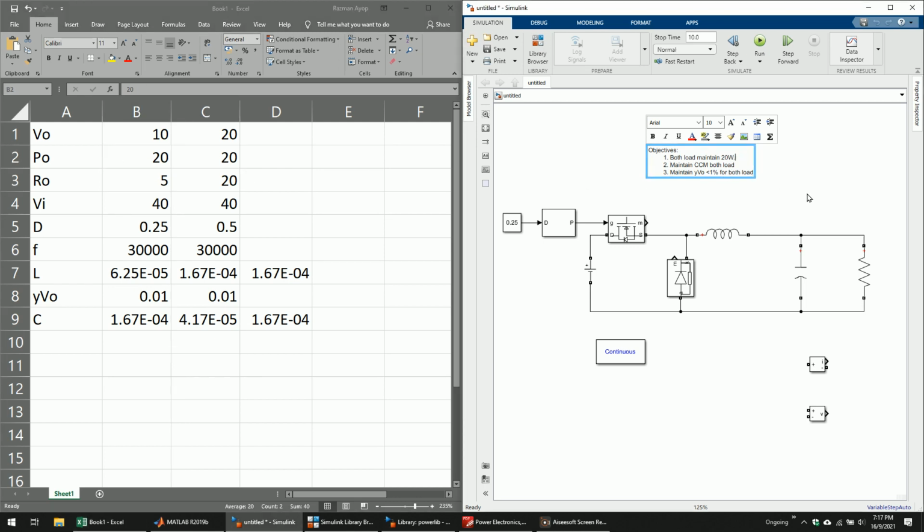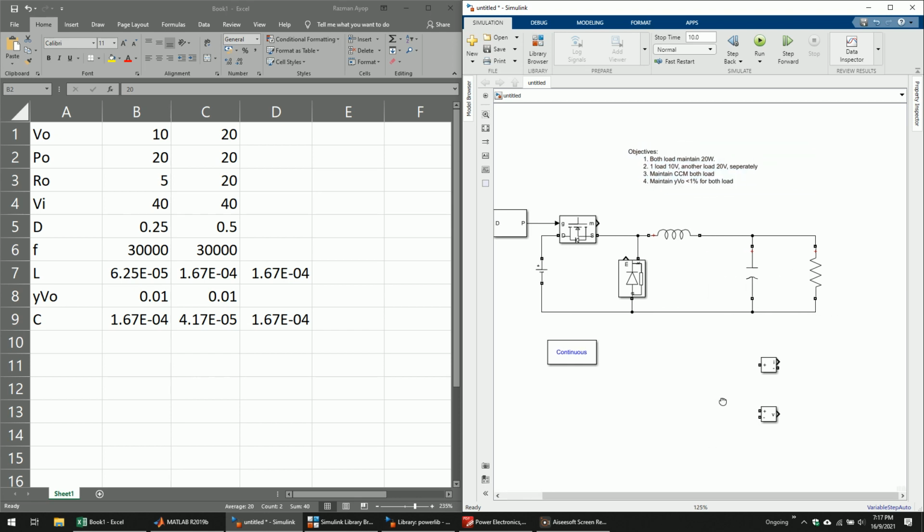Another objective is that one load receives 10 volt, and another load 20 volt, separately. You have to make sure that the loads are separate. You cannot just combine the loads together. So if you want to change only the load and the duty cycle, this is your objective now. So how to achieve this?